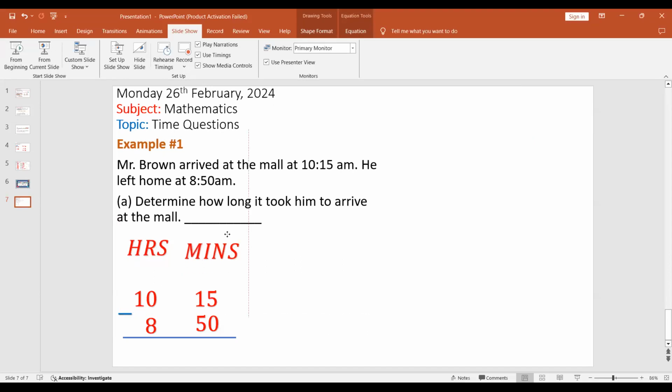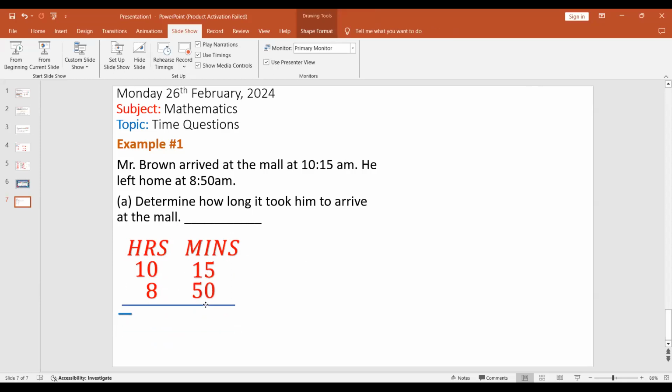Okay. So again, I'm gonna put 10 underneath the hour side because it's 10 hours. And then I'm gonna put 15 underneath the minute side because it's 15 minutes, right? So then I'm gonna say 8 hours, right? And then I'm gonna put 50 minutes, all right? And then I'm gonna subtract the two, right? That's how we're gonna do it, subtraction.